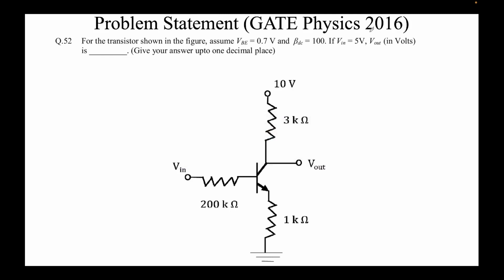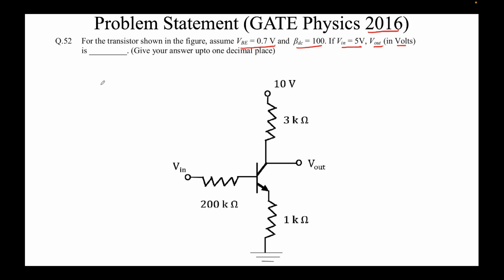The problem statement from GATE Physics 2016 reads as follows. For the transistor shown in the figure, assume VBE equal to 0.7 volts and beta DC equal to 100. If V in equal to 5 volts, V out in volts is. This is a numerical answer type question and we are required to give our answer up to one decimal place.